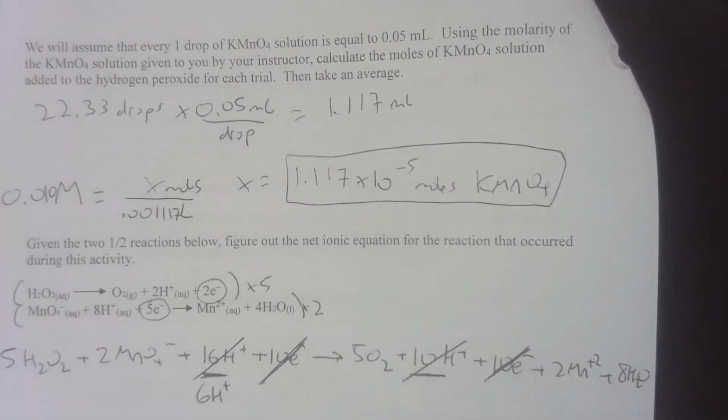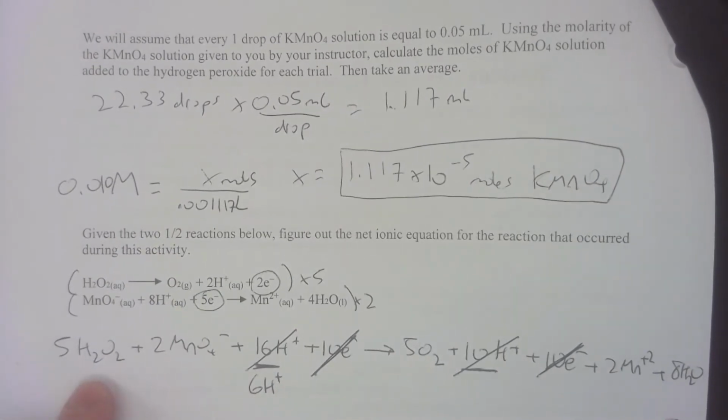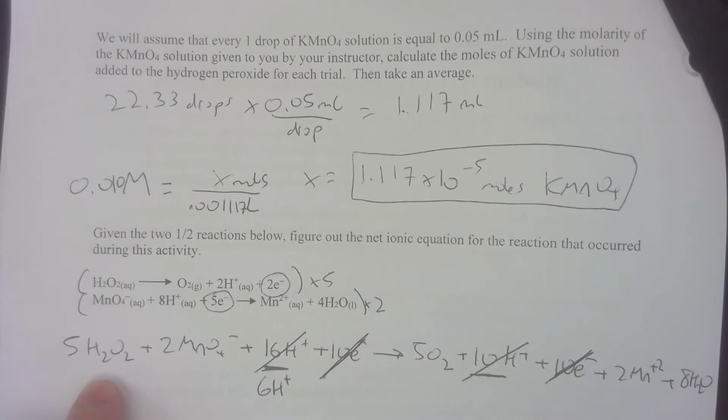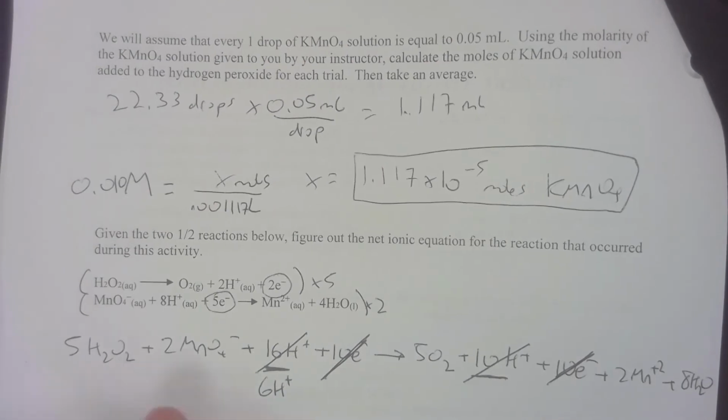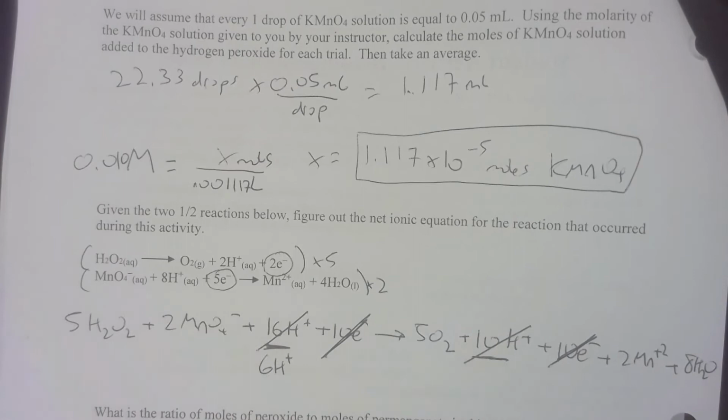So let me explain how this relates to what we just did. When we started, we added permanganate to peroxide. But we also had to add sulfuric acid to get the reaction going. Remember the 2 drops of H2SO4? That's because this reaction only works in acidic conditions, hence the 6 moles of H plus needed for every 2 moles of permanganate.